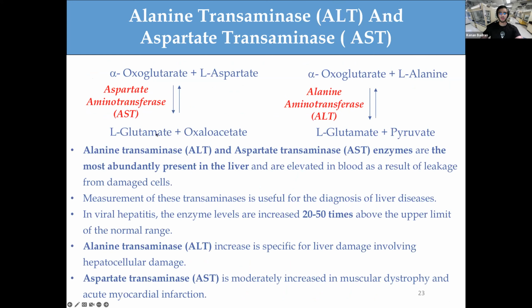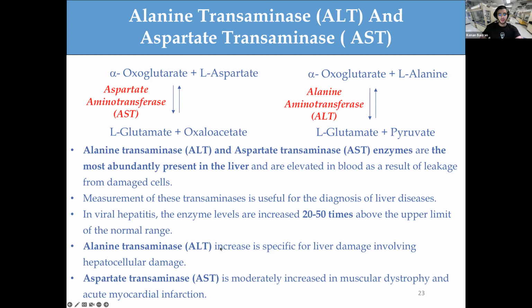This is an AMI. Again, ALT and AST. It's explaining what they do in the liver: elevated in the blood, leakage from damaged cells. Measurement of these transaminases is useful for the diagnosis of liver disease. In viral hepatitis, the enzyme levels are increased 50 times above the upper limit.